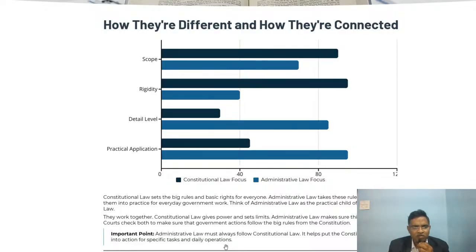Constitutional law gives the powers and sets the limits. Administrative law makes sure that these things get checked by courts. Both make sure that it is implemented. An important point here: administrative law must always follow constitutional law. It helps put constitutional rules into action for specific tasks and daily operations. So this is a small presentation about administrative law.